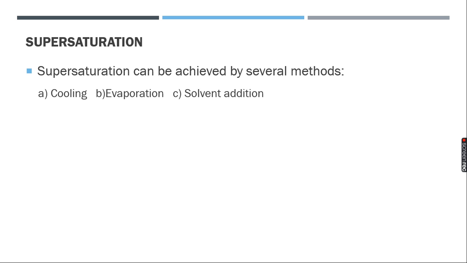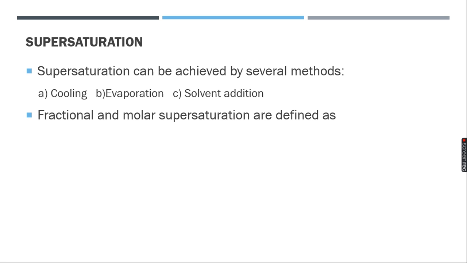Second, evaporation of solvent: if you reduce the volume of solvent, your solution becomes supersaturated because the existing amount of solute remains unchanged. Third, solvent addition: sometimes we add a solvent which changes the solubility in the original liquid phase. This additional solvent changes the behavior and increases the supersaturation of the solution.